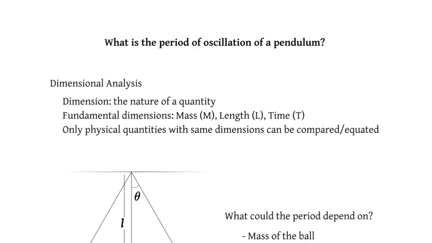Now, the key idea in this solution is that when you have two different quantities, they can be compared or equated only when they have the same dimensions. You can't compare 10 kilometers with 5 hours. The two quantities have different dimensions. But you can compare 10 kilometers with 5 miles, because though the units are different, they have the same dimensions. So how is that going to be useful to us?